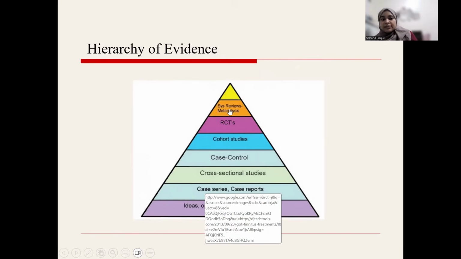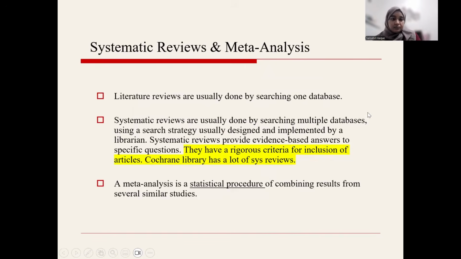Then systematic reviews and meta-analyses are at the top of the pyramid, and they are basically reviews. They collect a lot of research together to publish a review that the doctor can easily read. Okay? Now, let's go through them one by one. So, systematic reviews and meta-analyses. As I said, these are reviews done in order to comprehensively combine a lot of research together. Literature reviews are the simplest among the reviews, and they're usually done by searching one database. Okay?